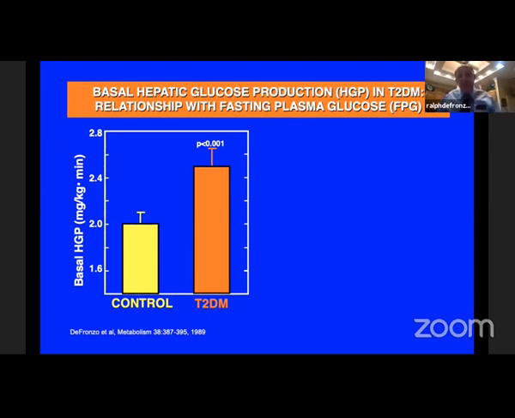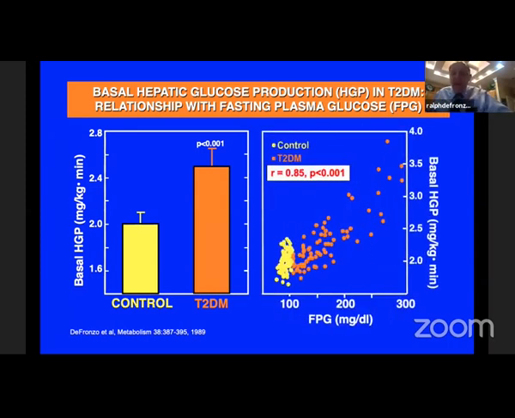Now, you look at this and you say, oh, that's not a big difference, 0.5. But look at the units. It's 0.5 milligram per kilogram body weight per minute. So 0.5 times, say, a 90 kilogram person times 1,440 minutes during the day. The diabetic is dumping an extra 50 or 60 grams of glucose into the systemic circulation every day of his or her life. And this is what's responsible for the increase in fasting glucose when they wake up in the morning. And that's demonstrated very clearly here. So on the x-axis is the fasting glucose.